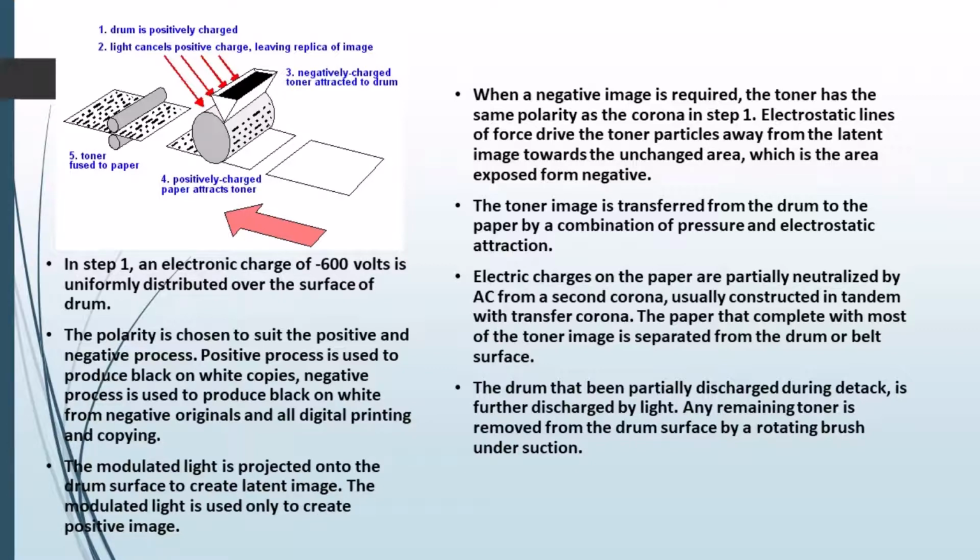In step 1, an electronic charge of 600 volts is uniformly distributed over the surface of the drum. The polarity is chosen to suit the positive and negative process. The positive process is used to produce black on white copies, while the negative process is used to produce black on white from a negative original and in all digital printing and copying.